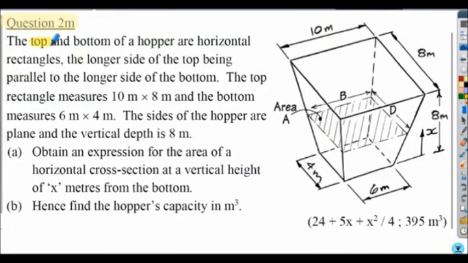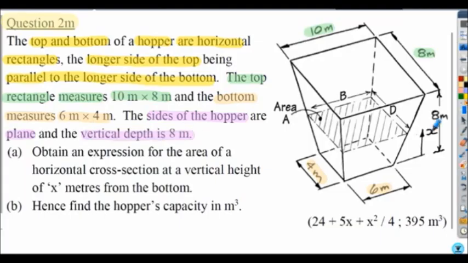Question 2m. The top and bottom of a hopper are horizontal rectangles, as shown in the sketch on the right hand side here. The longest side of the top rectangle is parallel to the longest side of the bottom rectangle. The top rectangle measures 10 meters by 8 meters, shown here, 10 meters, 8 meters at the top. And the bottom rectangle measures 6 meters by 4 meters, shown here. The sides of the hopper are plane, it's two-dimensional, and the hopper has a vertical depth of 8 meters, shown here.